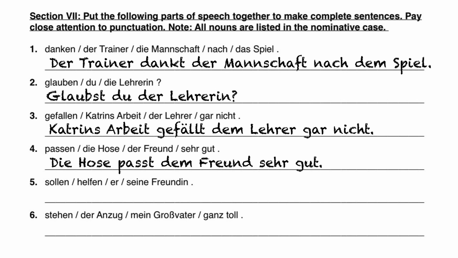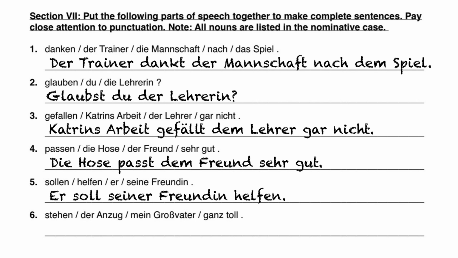Number 5. Here we have a form of a modal auxiliary and a dative verb, so we have to have here then followed by our conjugated form of sollen, soll, then the object here, the dative object, seiner Freundin, and at the end of the sentence we have here helfen, which would be our infinitive form because of sollen. Soll seiner Freundin helfen. He should help his girlfriend.